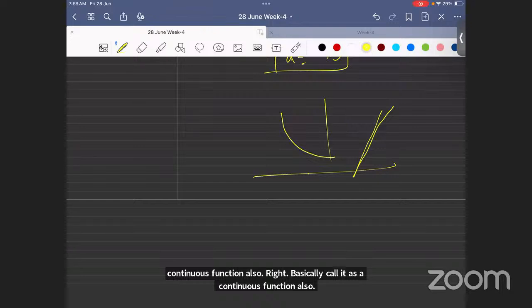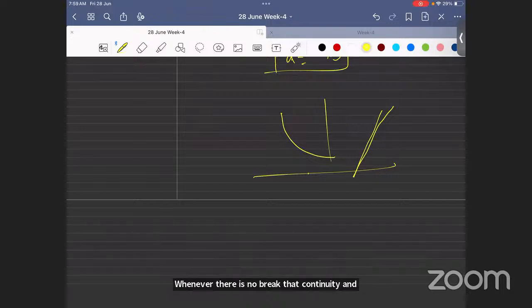Continuity and differentiability we will learn in the later weeks. But as of now, you can just think that the function should be very smooth and continuous for it to be a polynomial. Even though the words smooth and continuous themselves are very confusing, with some examples maybe we'll get to know about that.